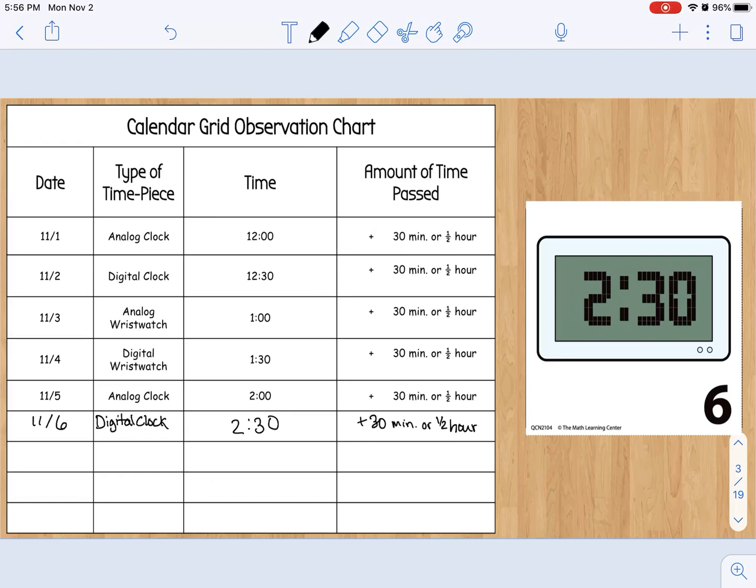What are some observations or patterns you noticed so far? I noticed that there is a pattern with the timepiece markers: analog clock, analog wristwatch, digital wristwatch, and then it starts all over. I also noticed that each day so far, we have added 30 minutes, which is the same as a half hour. What kind of timepiece marker do you think we will have tomorrow? What time do you think the clock will say? I can't wait to find out tomorrow.